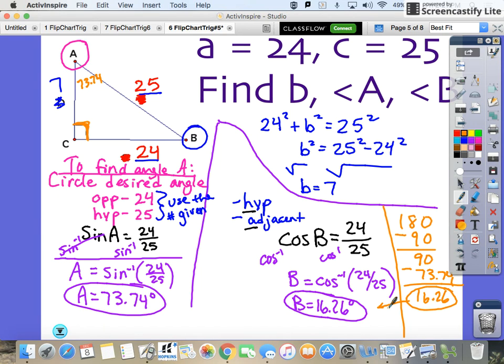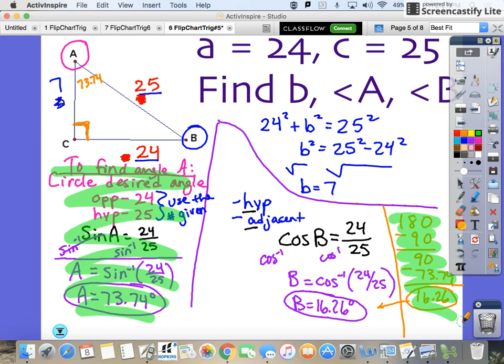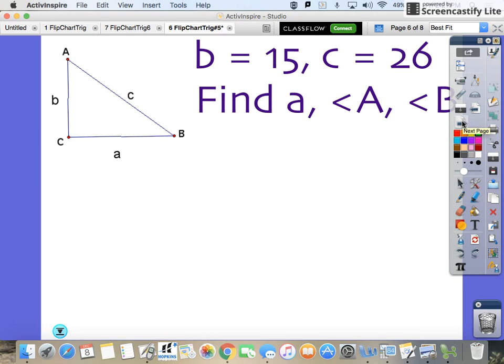The point of that is you could choose to solve for A first or B first. It doesn't matter. From now on, I'm going to do this method where we find one angle and then we use this to find the third. Okay, it's just much more efficient. All right, so let's do that for this next one.